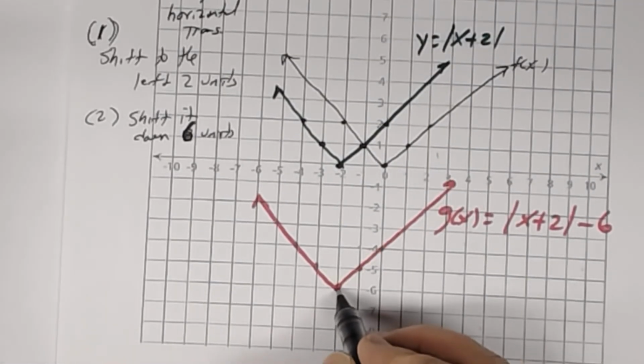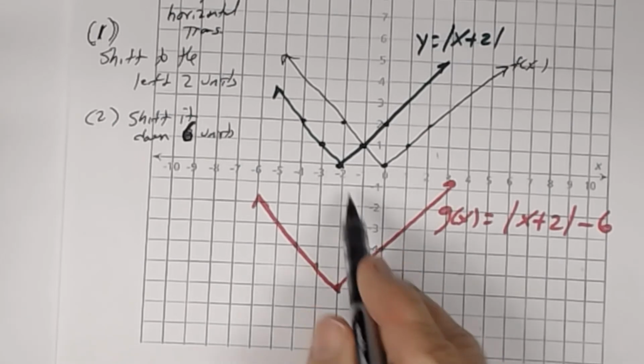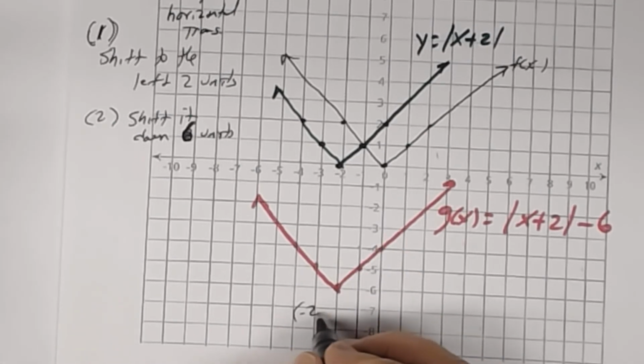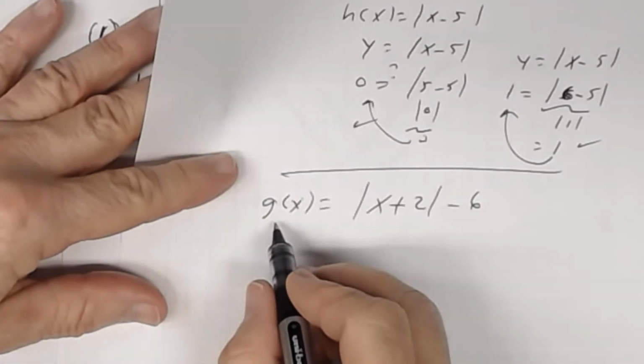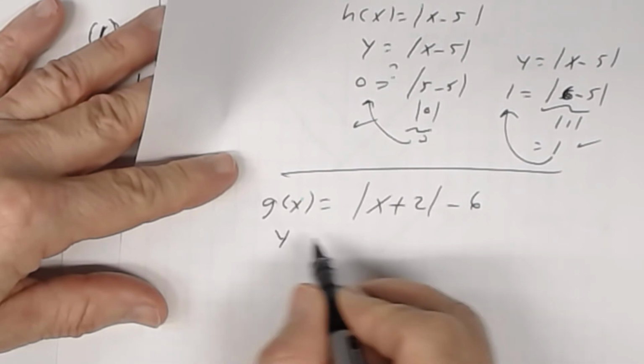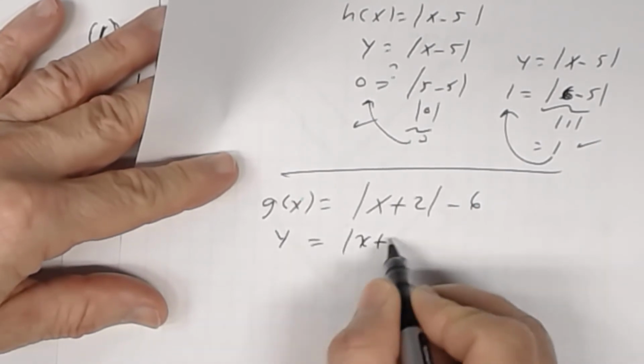So let's look at this point right here. That's the point -2, -6, right? -2, -6. Y'all agree? So in place of x, I'm going to substitute -2. In place of y, I'm going to substitute -6. Okay, so here's what I have. Remember, g of x means the same thing as y here. So y equals the absolute value of x plus 2 minus 6.